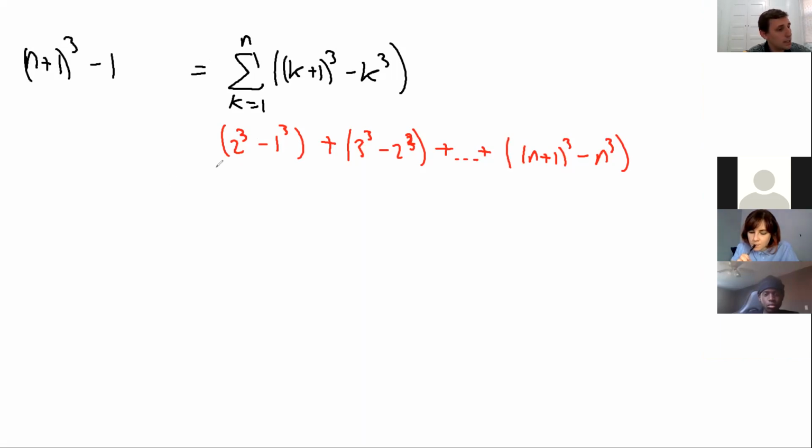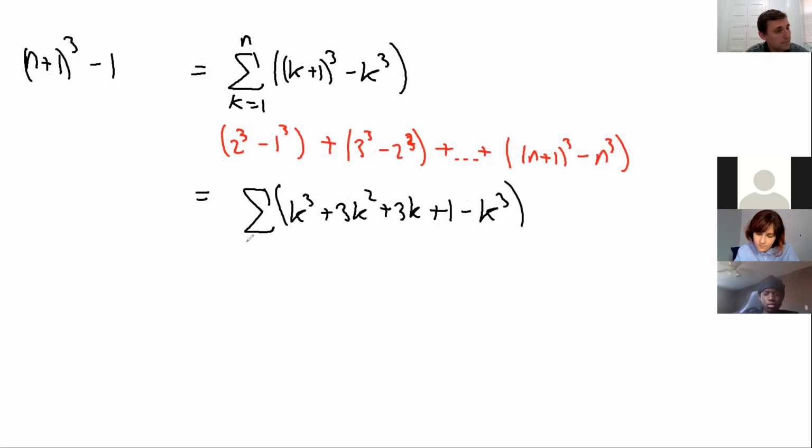On the other hand, guys, I can say that this summation, if I expand it, is k cubed plus 3k squared plus 3k plus 1 minus k cubed. And in this form, I can cross away k cubed. Yes? And what remains, guys? Look at it carefully. What remains is 3 times the summation k equals 1 to n of k squared. This is what I am interested in.